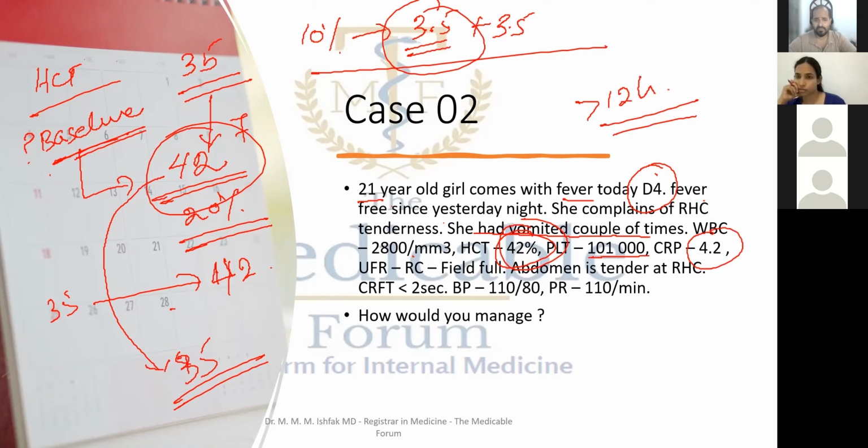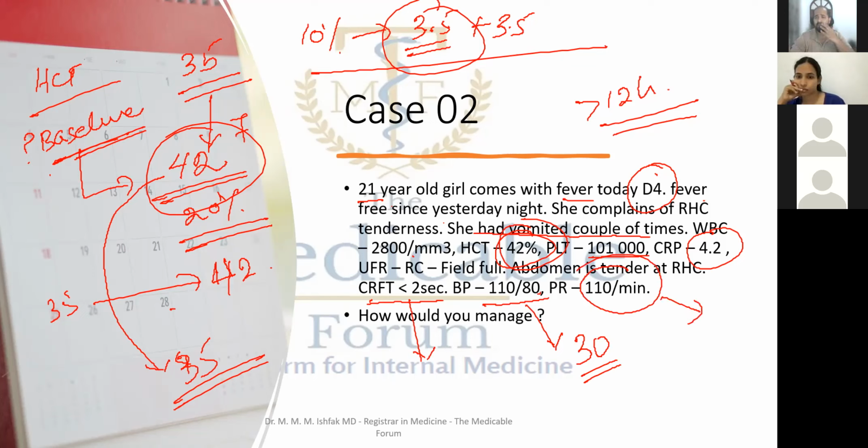CRP is less than 5, so you don't have to worry about a bacterial infection. CRFT is less than 2, somewhat reassuring. That means the vital organ perfusion is somewhat okay because CRFT is less than 2. Blood pressure is 110 by 80. Calculate the pulse pressure. 80, 90, 100, 110. So pulse pressure is 30. If the pulse pressure is narrow, less than 20, now that is a problem. But here the pulse pressure is not narrow. Yes, she is having a tachycardia.